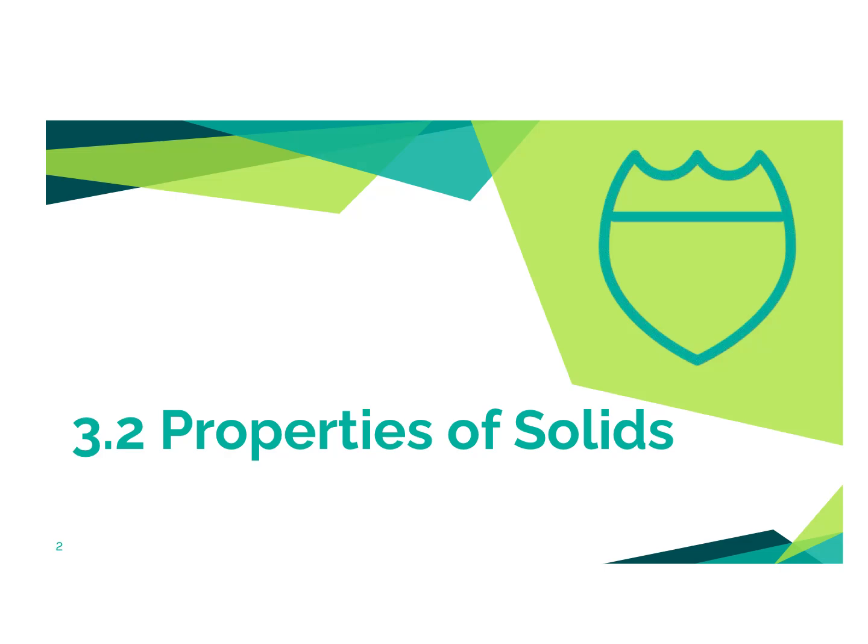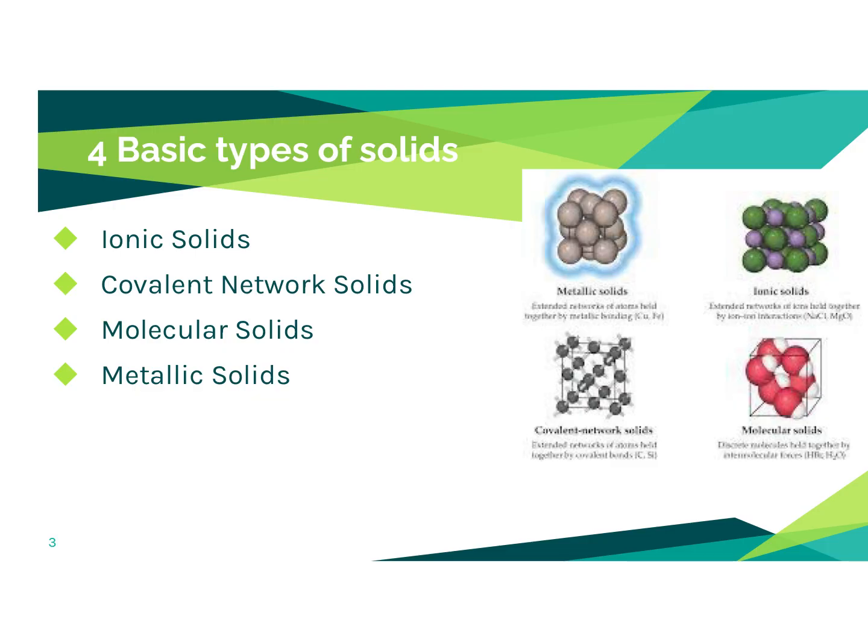Hi everyone, today we're talking about topic 3.2, properties of solids. So these are the four different kinds of solids that we're typically going to encounter in AP chemistry: ionic solids, covalent network solids, molecular solids, and metallic solids.